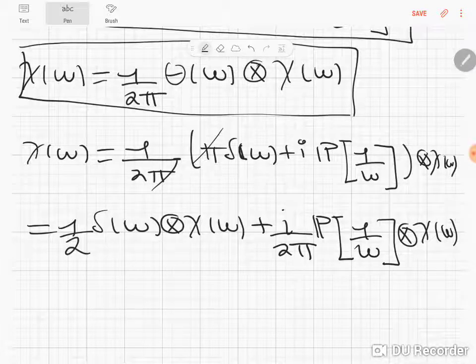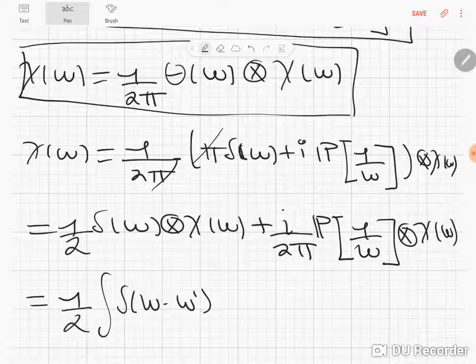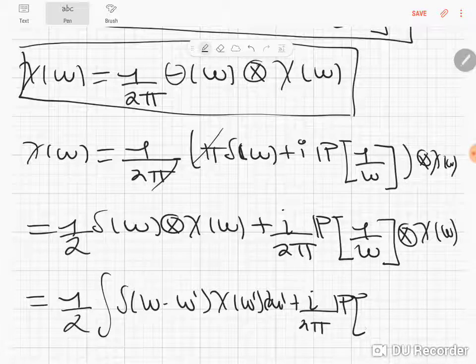Now we're going to write these convolutions as integrals, as one might expect. So this is equal to 1/2 the integral of delta of omega minus omega prime, chi of omega prime, d omega prime, plus i divided by 2 pi, the principal value of 1 over omega convolution with chi of omega.